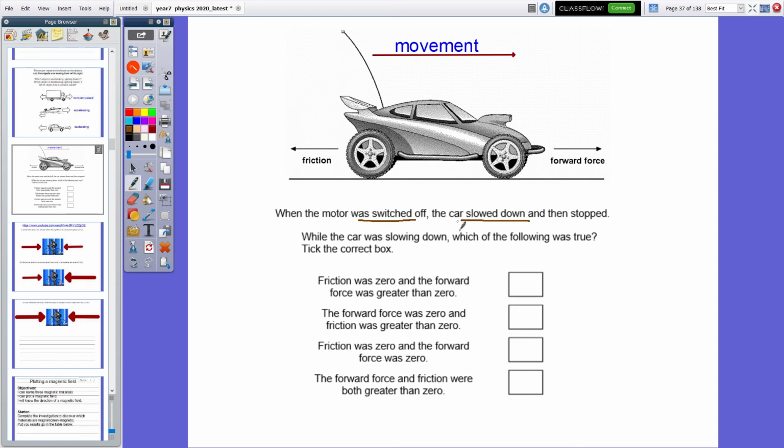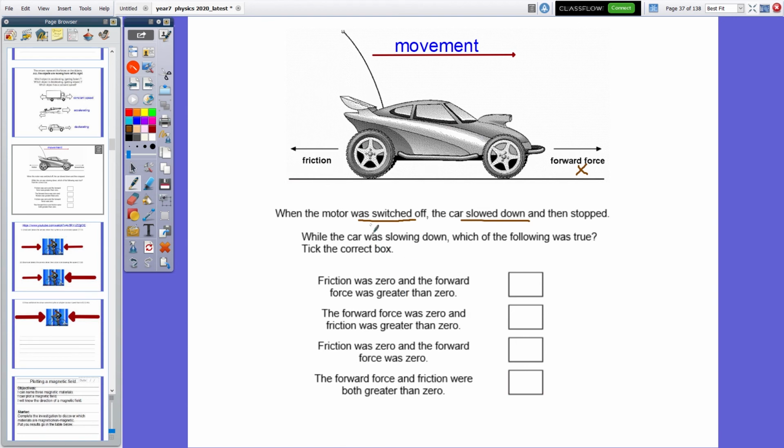Well, if the motor is switched off, then that would mean no forward force. And the car slowed down, which means it's decelerating. Why would that happen? When the motor is switched off, the forward force will disappear, but the friction won't. The friction won't disappear because the car is still moving forwards. The friction will probably be reducing as it gets slower and slower, and eventually the car will come to a stop.